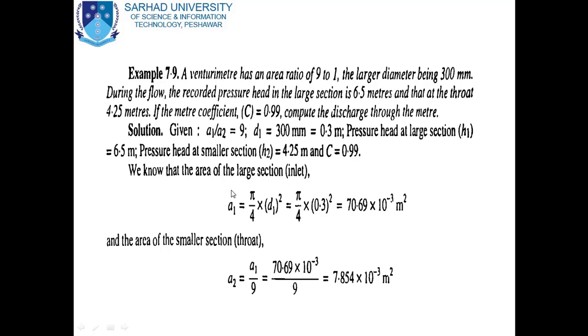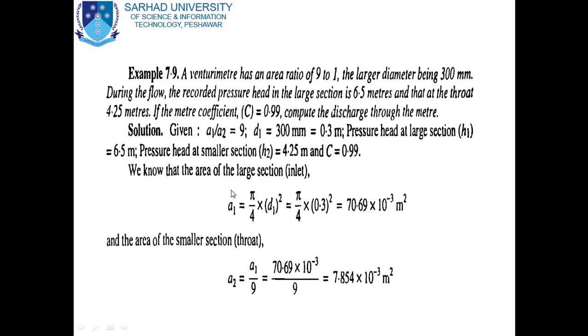So in the solution, first of all we write the given data. That is A1 divided by A2 is equal to 9, that is the area ratio. D1 is 300 mm, so divide this by 1000, you will get D1 in meter, that is equal to 0.3 meter. Pressure head at large section H1 is equal to 6.5 meter. Pressure head at smaller section H2 is equal to 4.25 meter, and C is equal to 0.99.